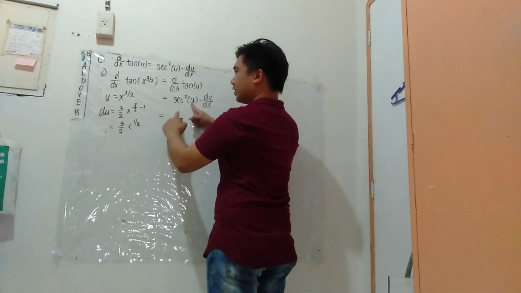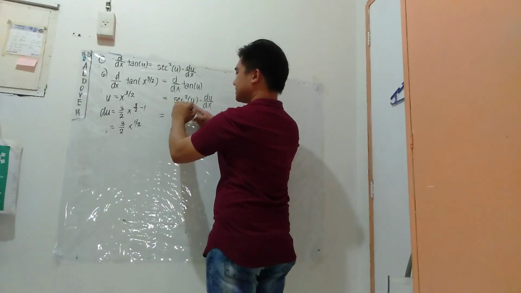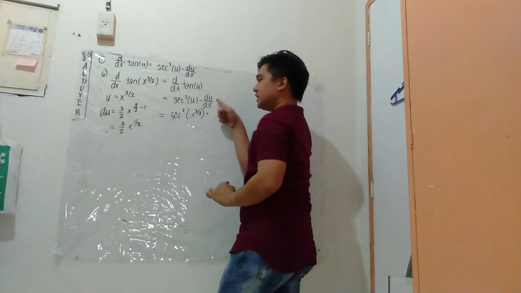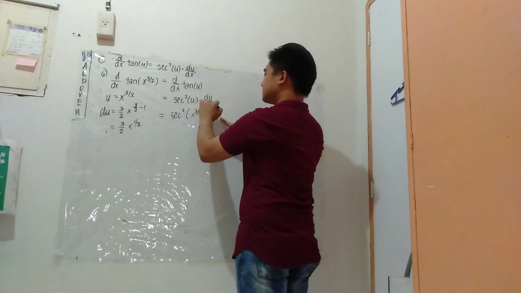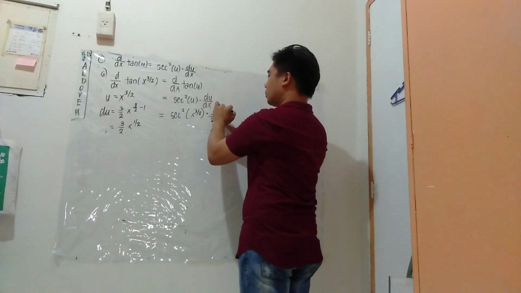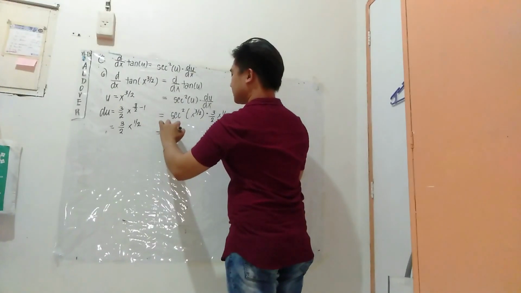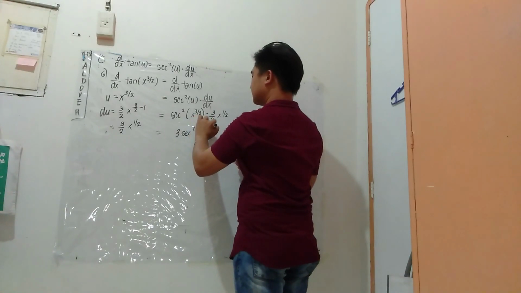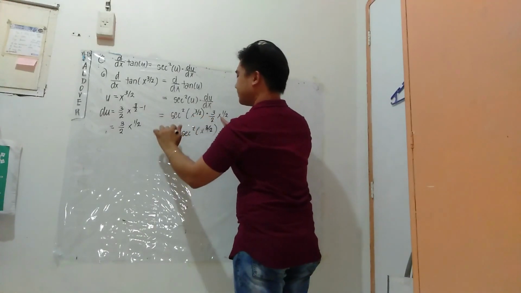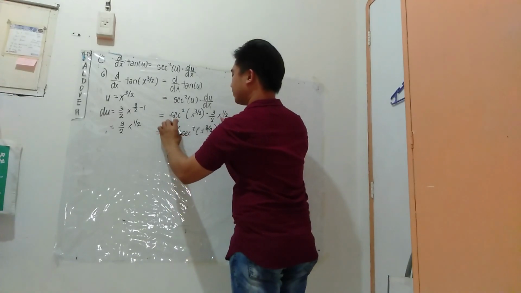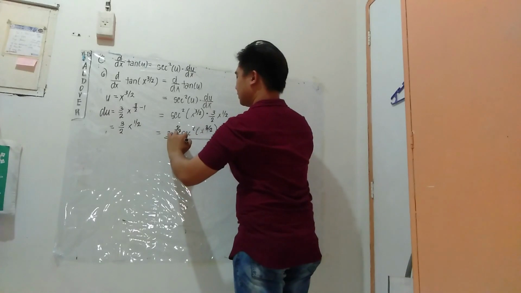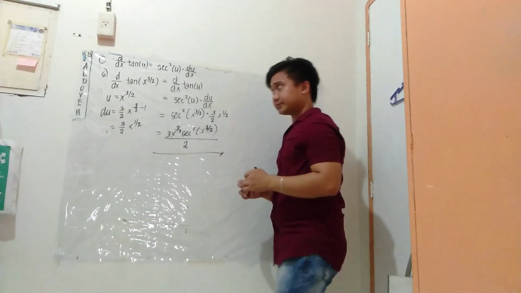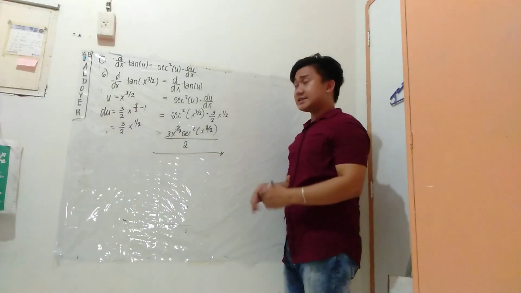So, ibalik lang natin, ano ang u? X raised to 3 halves. So, secant squared x raised to 3 halves times du dx, which is 3 halves times x raised to 1 half. Simplify ko lang. This is equals to 3 secant squared x raised to 3 halves. Nakalimutan ko lang yung x dito, sorry. So, 3x raised to 1 half all over 2. Okay, and this is our final answer. Okay, so next example.